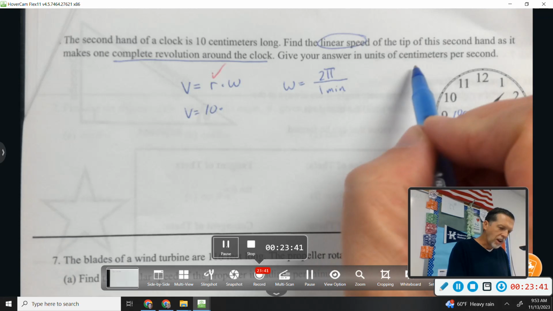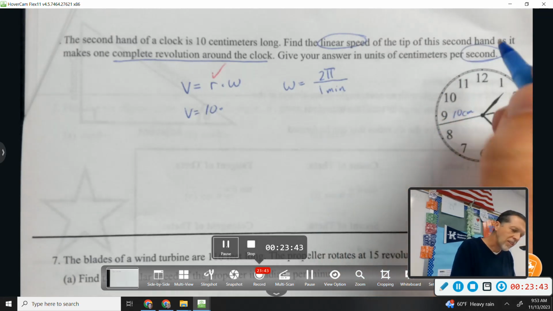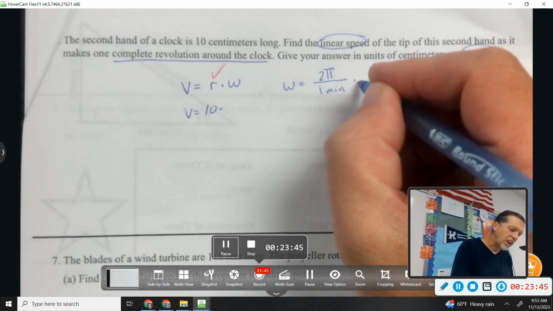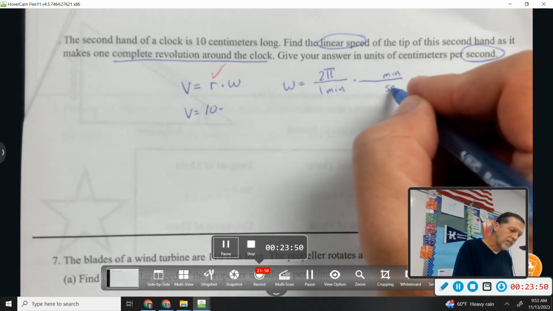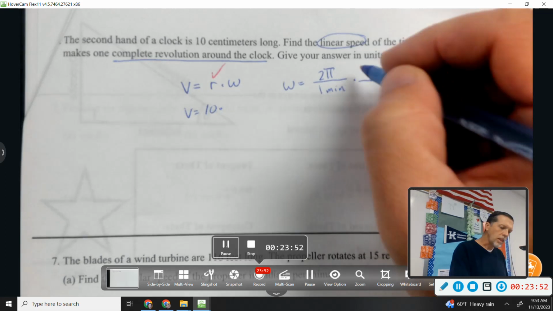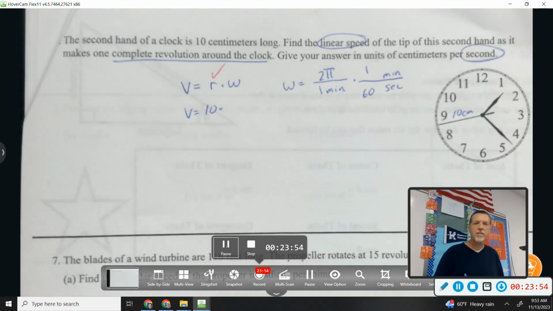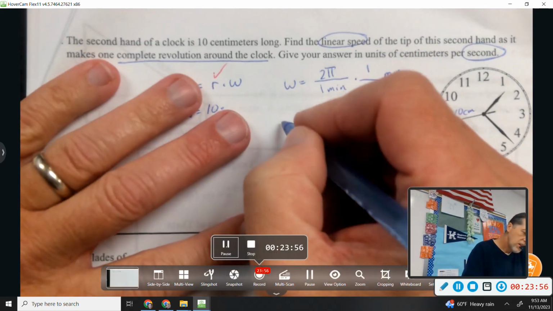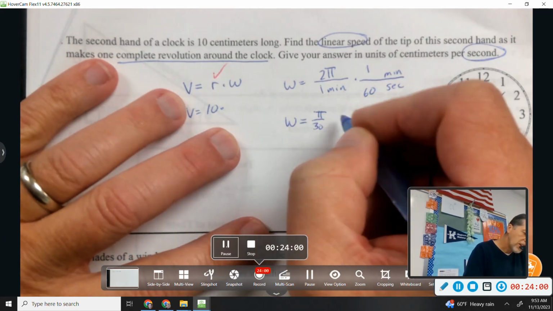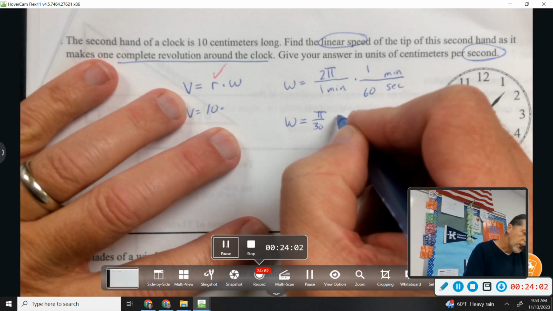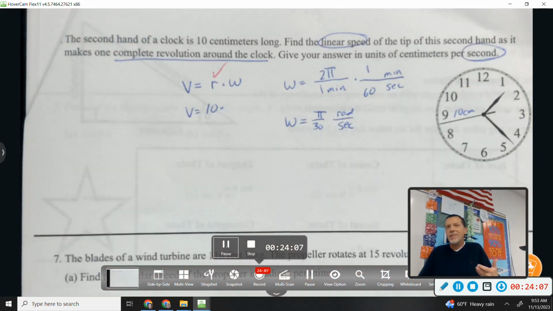Give your answers in centimeters per second. Okay, so I need to change this. Minutes to seconds. Let's see, 1 minute is 60 seconds. So pi over 30 radians per second. I hesitate to even write radians because radians is kind of a non-unit, so I don't need to write it.